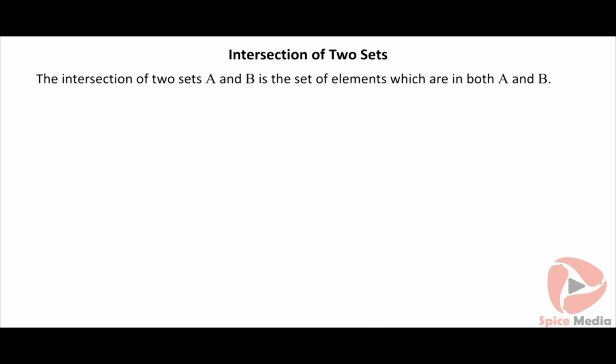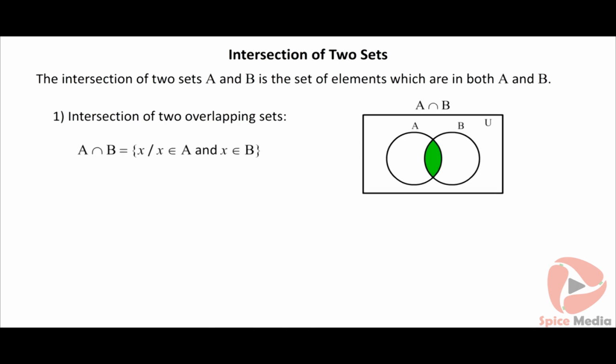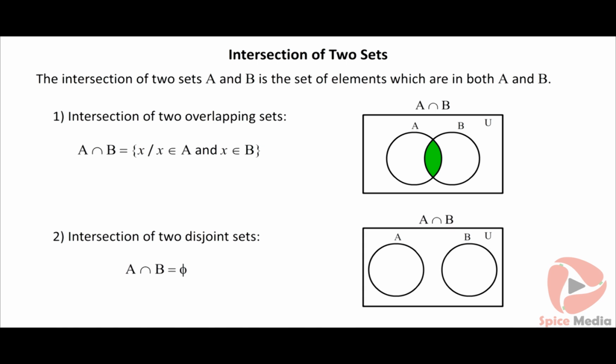Let us now see the intersection of two sets. The intersection of two sets A and B is the set of elements which are in both A and B. Intersection of two overlapping sets. The intersection of two overlapping sets A and B can be expressed in the set builder form as: A intersection B is the set of all x such that x is an element of A and x is an element of B. Intersection of two disjoint sets. When two sets are disjoint, A intersection B is a null set.